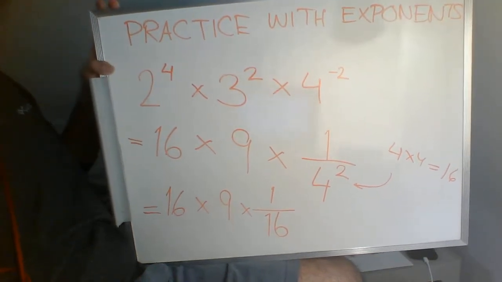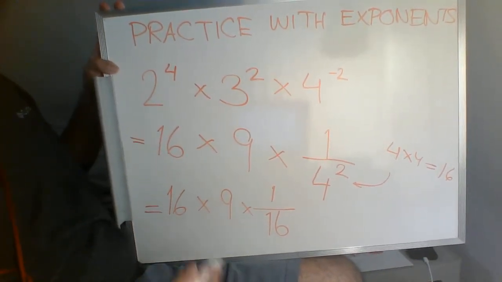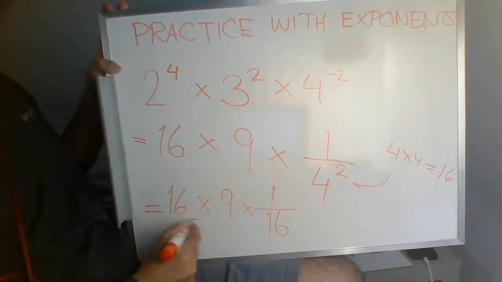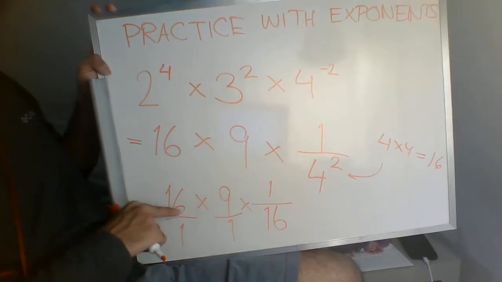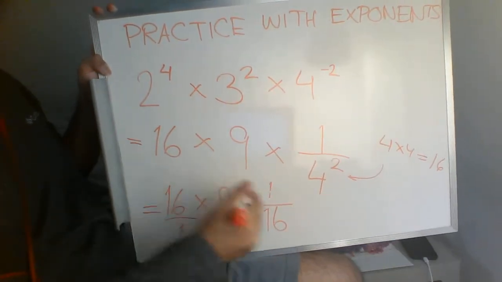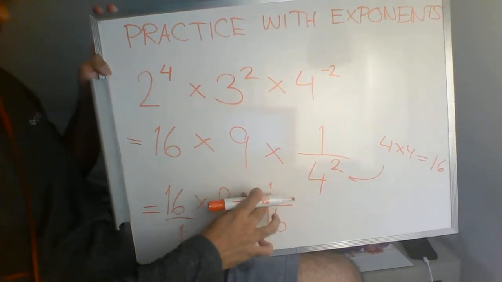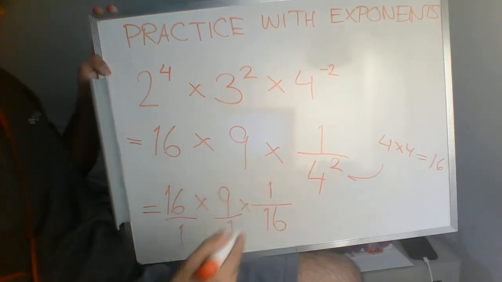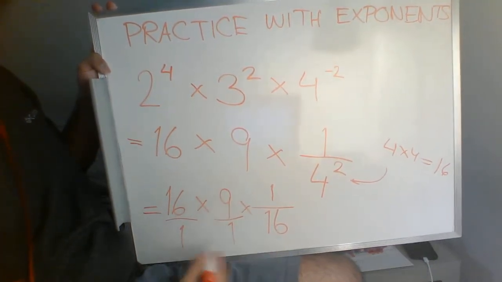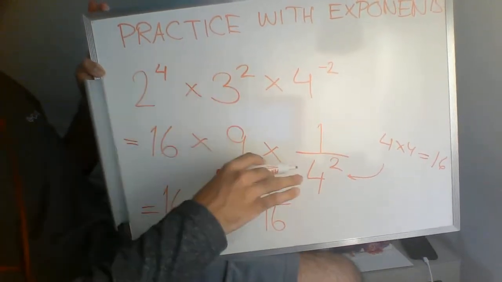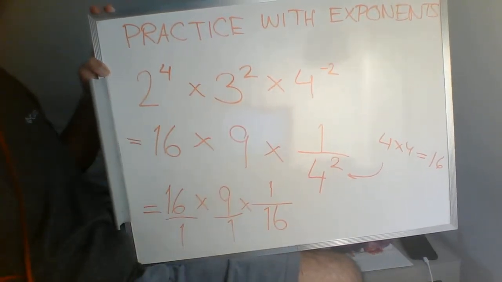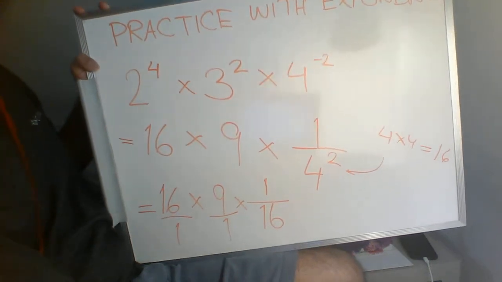Now, remember that if you've got a fraction over there and you're multiplying all of these together, this is technically 16 over 1, this is technically 9 over 1, so you could go ahead and multiply all those numerators together. You get 16 times 9 times 1, which should come out to 144. And then on the denominator, you'll have 1 times 1 times 16, which is just 16, so you get 144 divided by 16, which will get you your final answer.